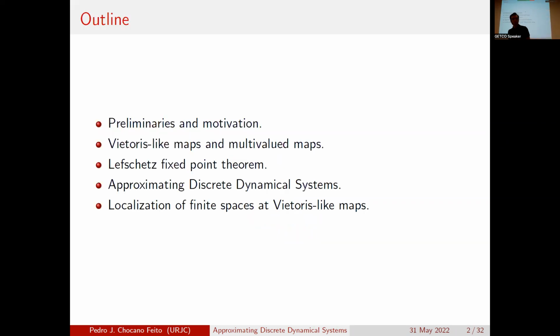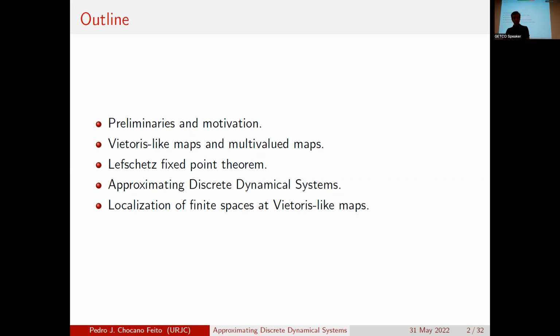The outline of this talk is the following. I will start with some preliminaries and motivation, but fortunately this morning we had a great tutorial by Thomas, so I think that we can go very fast through these slides. So this is very cool for me.